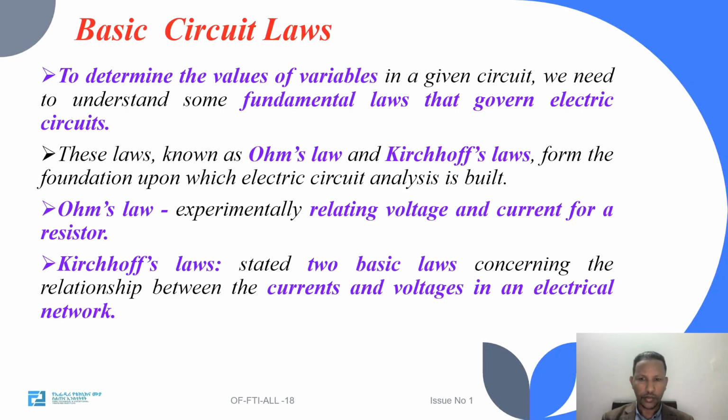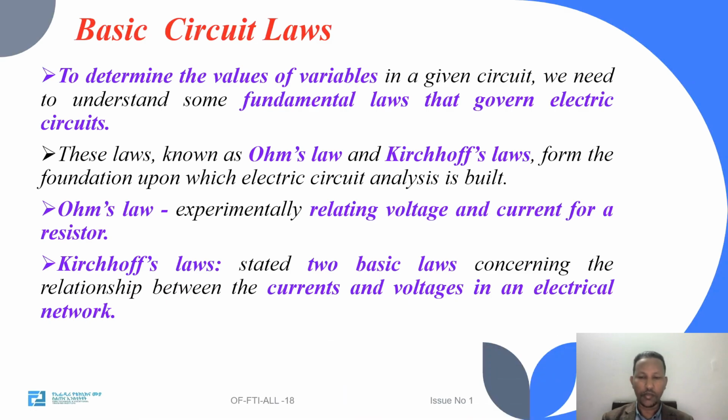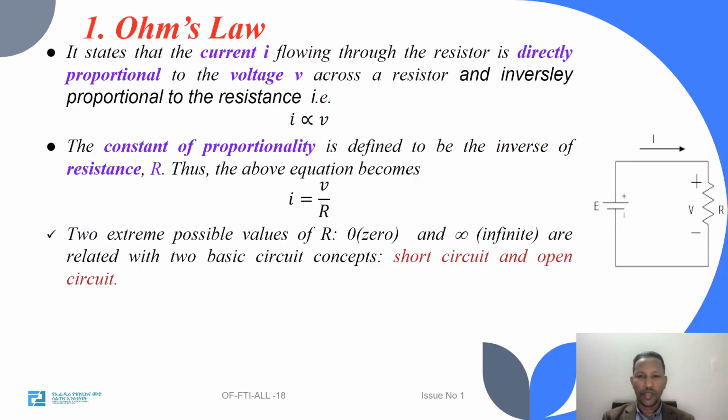When it comes to Kirchhoff's law, we have two basic laws, that means Kirchhoff's current law and Kirchhoff's voltage law. Based on this, we can determine the voltage across an element or current through an element by applying Ohm's law or Kirchhoff's law. The first law, Ohm's law, states that the current I flowing through the resistor is directly proportional to the applied voltage V across the resistor and inversely proportional to the resistance.